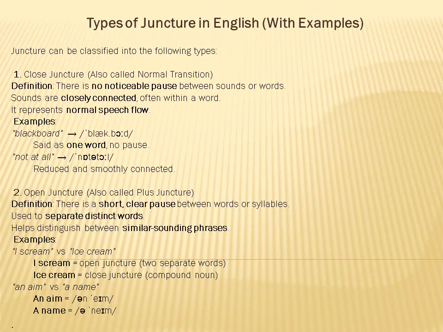2. Open juncture, also called plus juncture. Definition: there is a short, clear pause between words or syllables. Used to separate distinct words. Helps distinguish between similar sounding phrases. Examples: ice cream versus I scream.